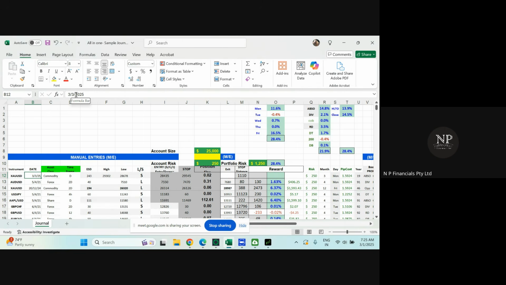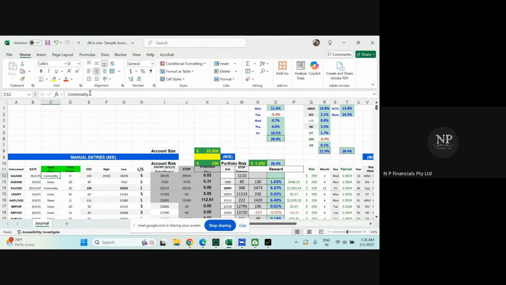Just type in 2 divided by 26 and then enter. Very good. And then we go to comment, it is automatic comment, we need to write commodity because we are in a daily time frame. So we are writing D.